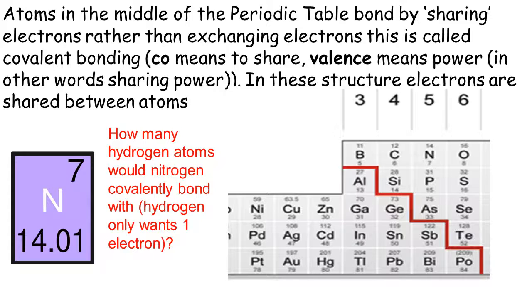Let's ask a question. How many hydrogen atoms would nitrogen bond with? Hydrogen only wants 1 electron, remember? Now, how many electrons does nitrogen want? What group is it in? Group 5. So how many electrons does it want? It wants 3 more to make it up to 8. Hydrogen only wants 1, nitrogen wants 3, so how many will it bond with? Obvious, 3. So nitrogen will come along and say, you 3 hydrogen atoms, I'll share with you, and you 3 share with me, and then we're all happy. Let's have a look at that.